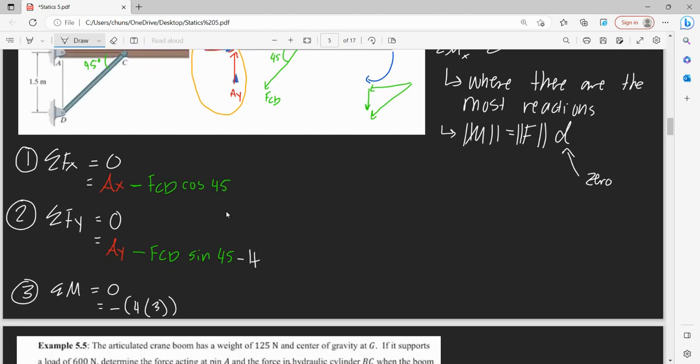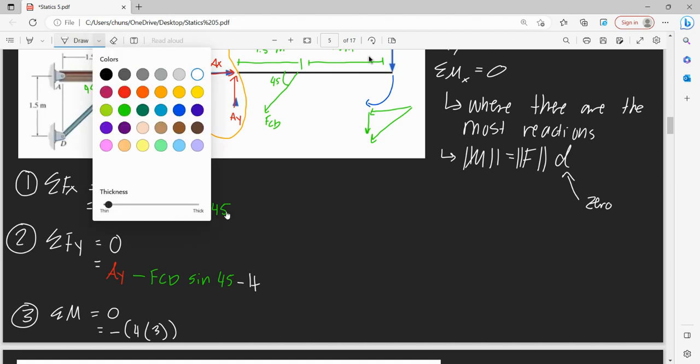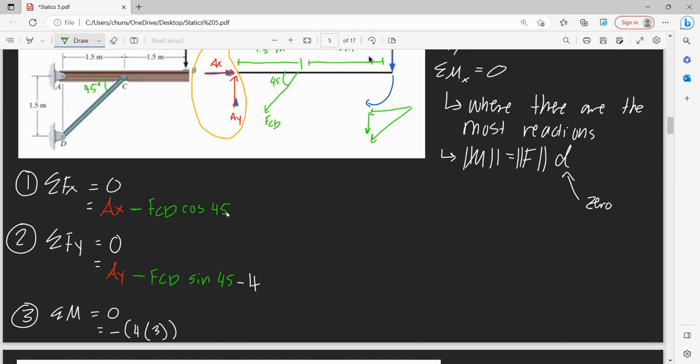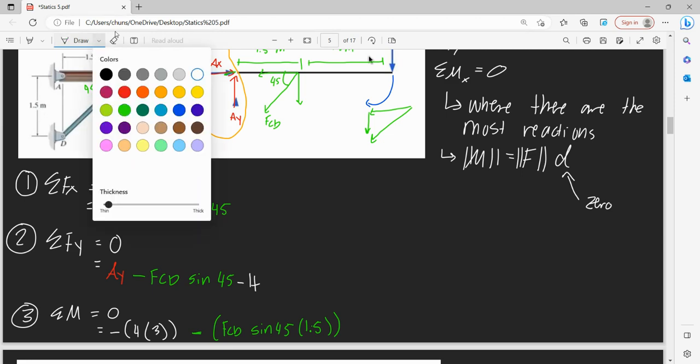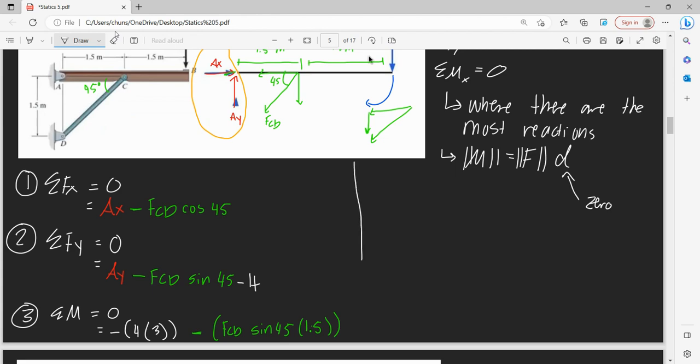If we're measuring at A, and FCD, let's break it into its components. So our x component is acting along the beams. That means it'd go through our point. So we don't consider our x reaction, but we can still consider our y reaction. So then that's FCD sine 45. And our distance is 1.5 meters from A. And this is a clockwise direction. Right, so we have all of our components here, and now we can solve for things on their own.